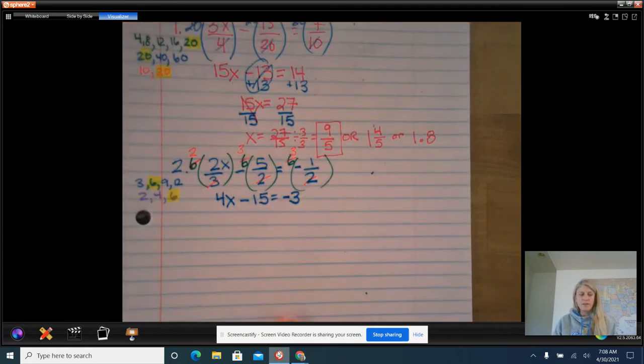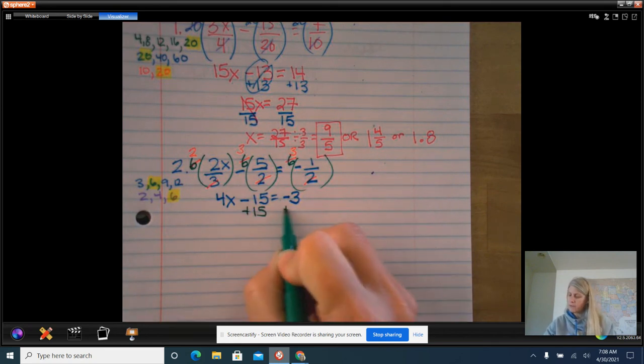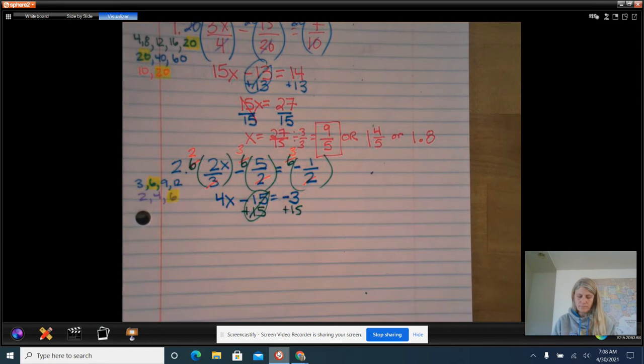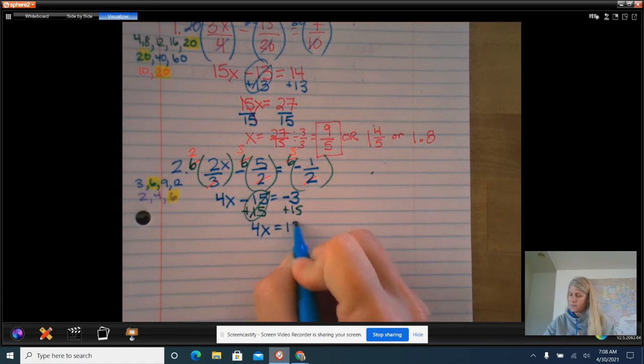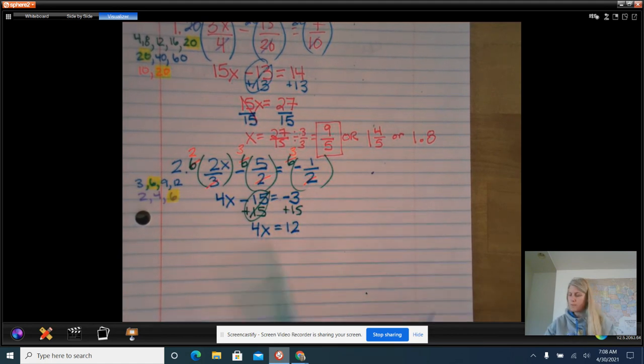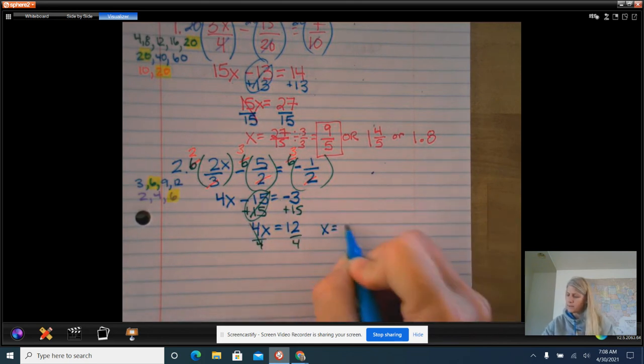Now that we've cleared our fractions, we're going to go ahead and solve for x. So we're going to add 15 to both sides. And that gives us 4x is equal to 12. The opposite of multiplying by 4 is dividing by 4. And our answer, x, is equal to 3.